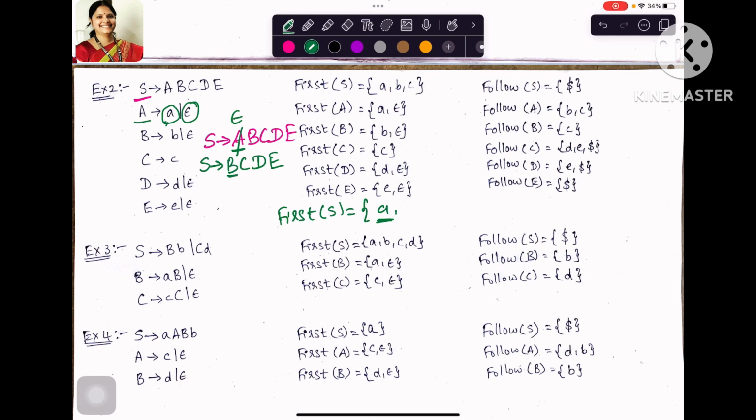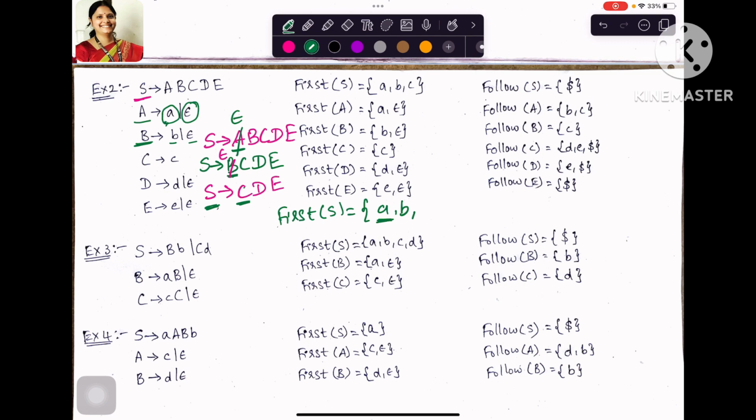Again B is a non-terminal. We have to search for it in the left hand side of the productions, that is B produces b and epsilon. b can be written in the result and epsilon should not be written in the result, as we can substitute it in the production. So here we substitute epsilon in the place of B. Again the production will become S produces C D E. So again the first of S will become first of C.